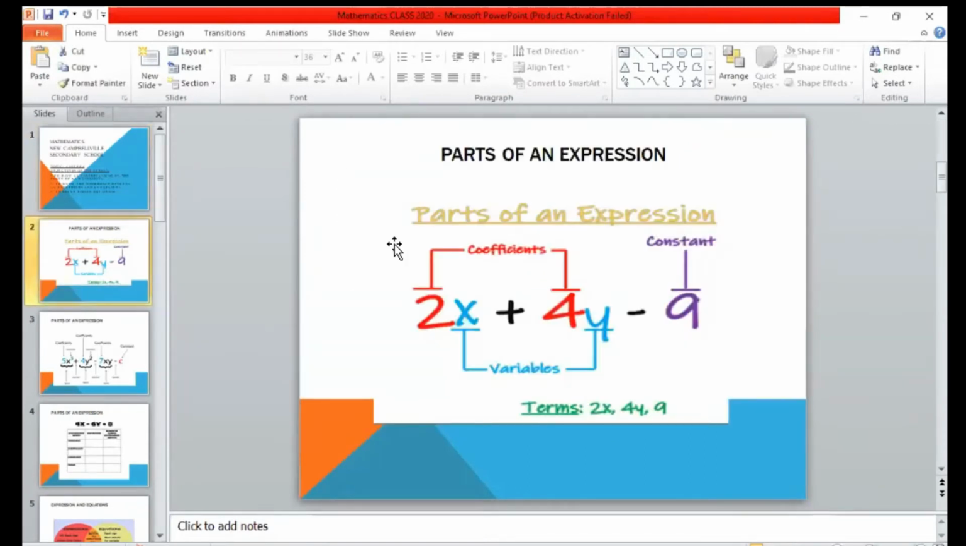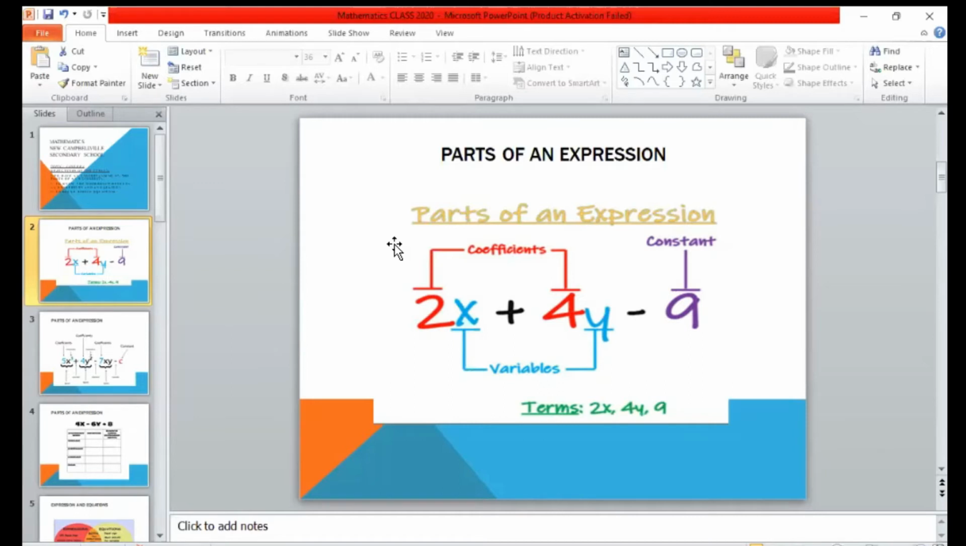So here we have parts of an expression. We have 2 and 4 in red. And what are those two numbers called? Anybody? Miss, what are the numbers, the number 2 and 4, called? That's on the screen. 2 and 4, what do we call them?